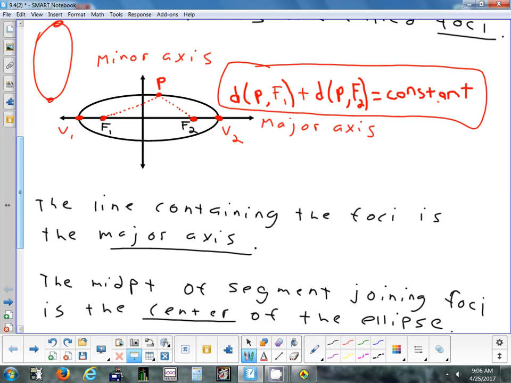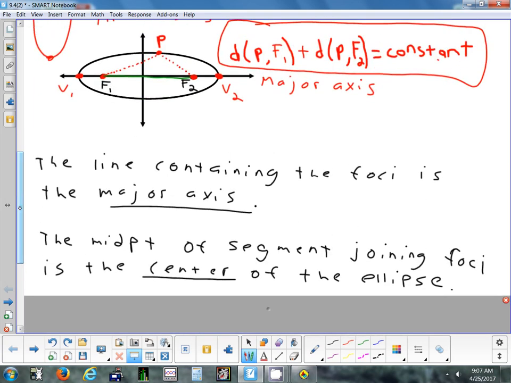And then if you were to draw a line segment, just like that, between F1 and F2, and you find the midpoint of that segment in green, that would give you the center of the ellipse. Now you could also say, well, what if you drew a line segment from V1 to V2 and then found the center of that? It's the same thing. Okay, so the midpoint of the segment that joins the two foci, that's the center.